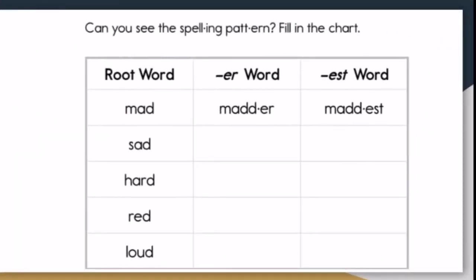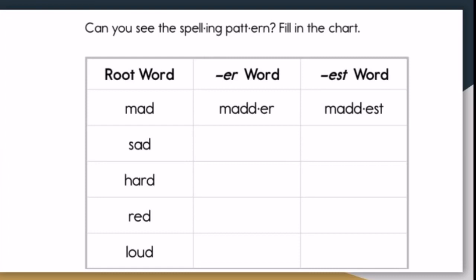Now let's look at the back of this worksheet. We're going to look at our root words and add the ER and the EST ending to the words. They did the first one for you. You see mad, madder, maddest. If you need to pause the video to write, you may.